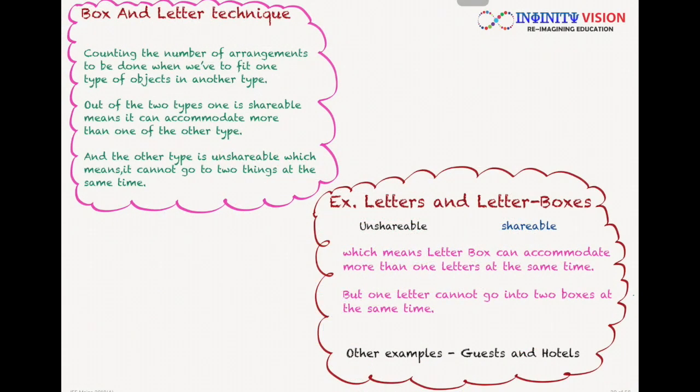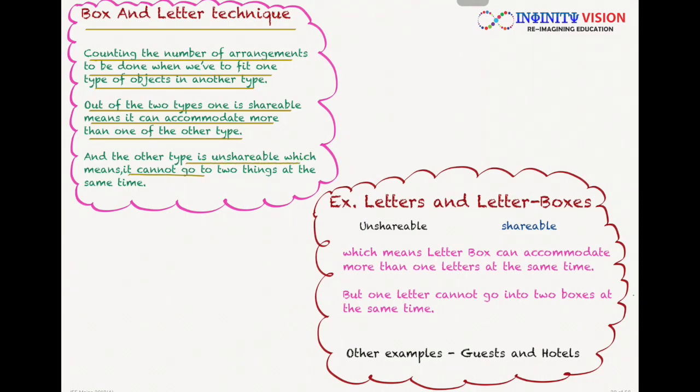Now the third technique, box and letter technique. In box and letter technique, what we have to do is count the number of arrangements when we have to fit one type of objects in another type. Out of the 2 types, one is shareable, meaning it can accommodate more than one of the other type, and the other type is unshareable, which means it cannot go to 2 things at the same time. Let's see what it means.